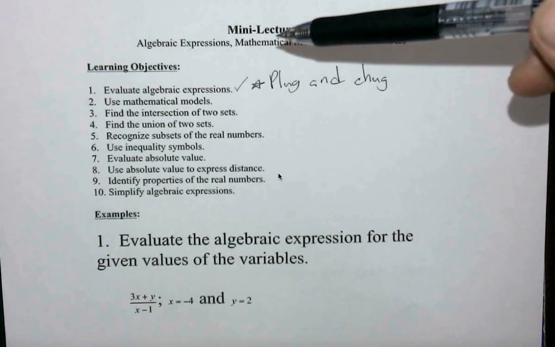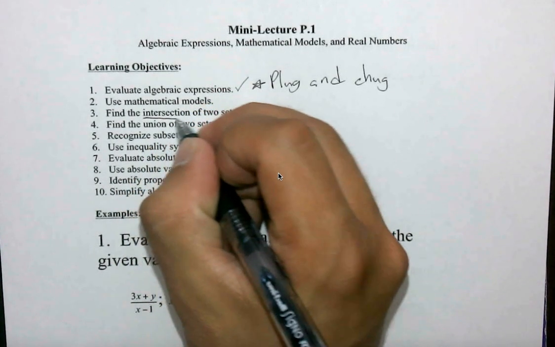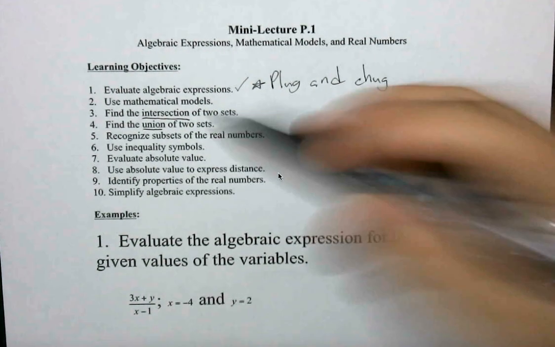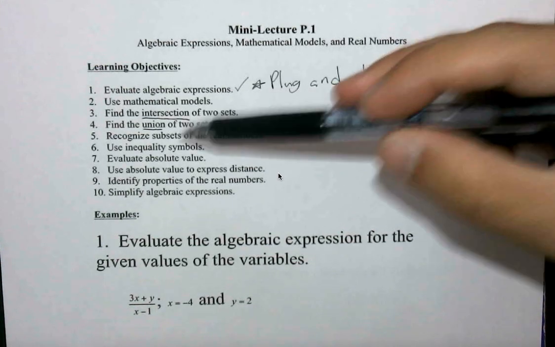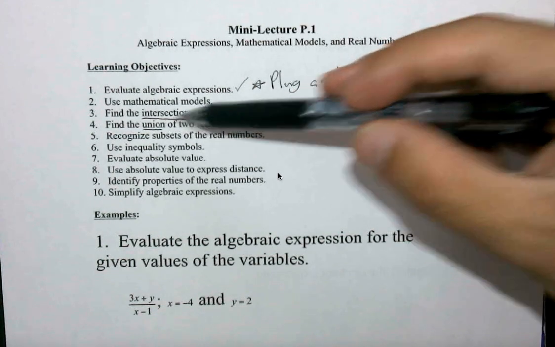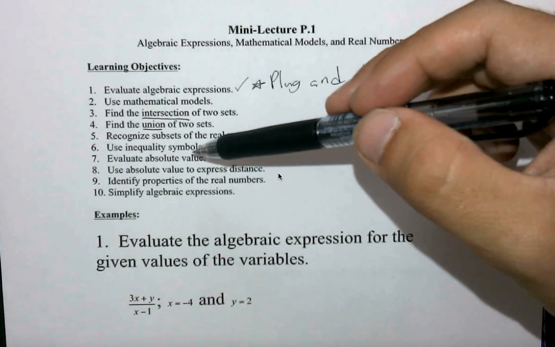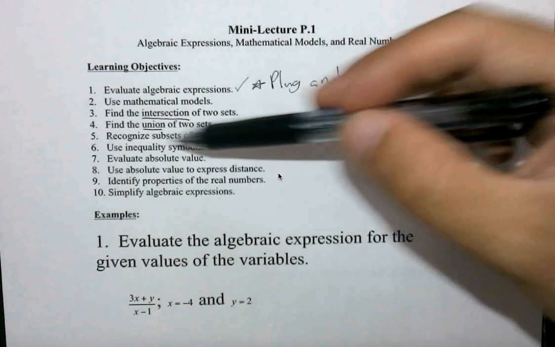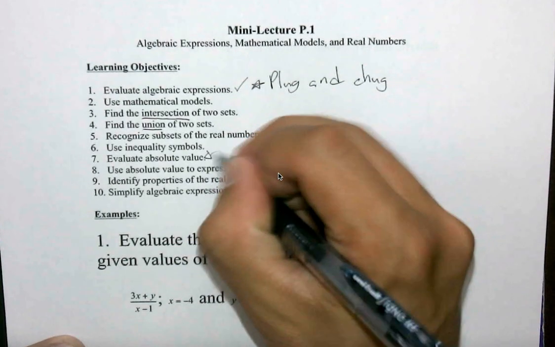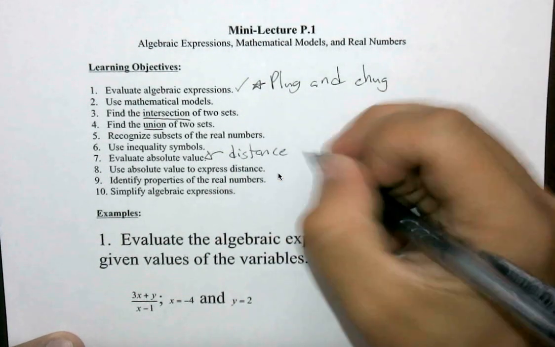We'll also see two new terms that I don't think get talked about too much, and I think it's pretty easy: the intersection and the union of two number sets, recognizing subsets of the real numbers, so taking an intersection or a union of two sets that are given, using inequality symbols a little bit, also evaluating with absolute value, which again, if you need a refresher, is just the distance on a number line.